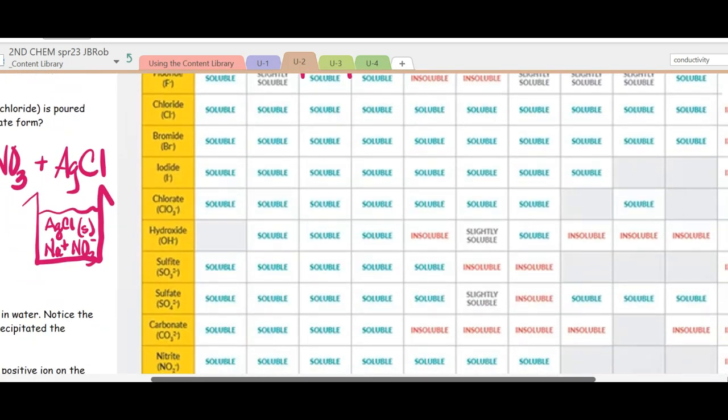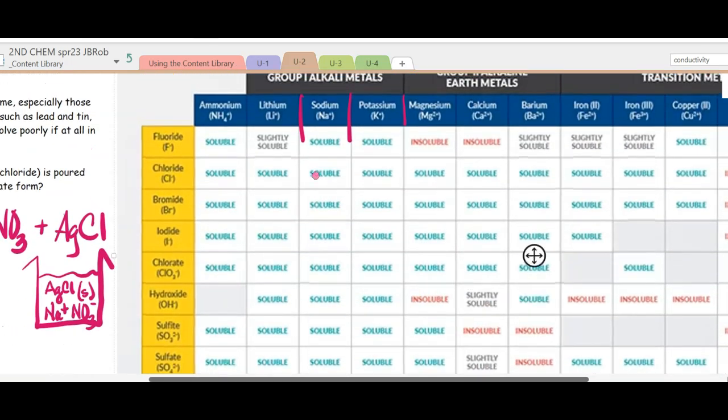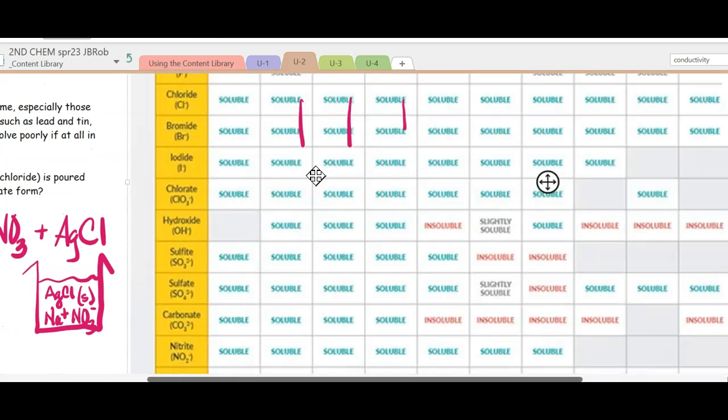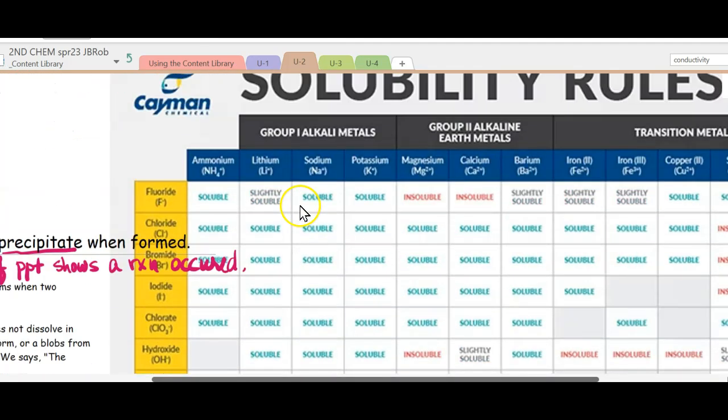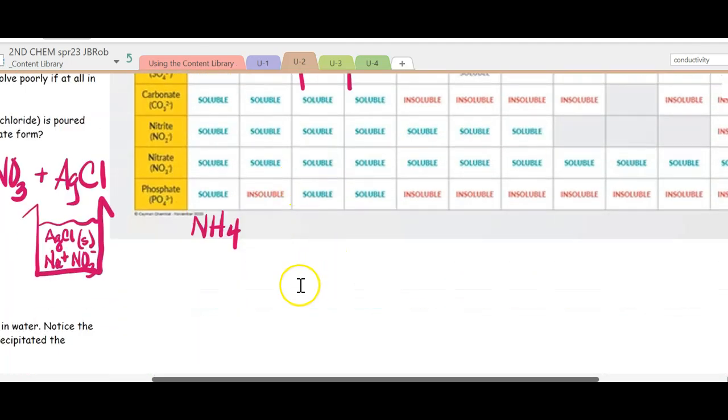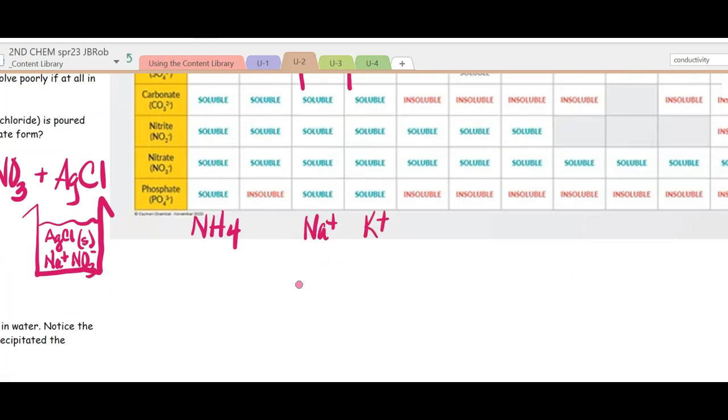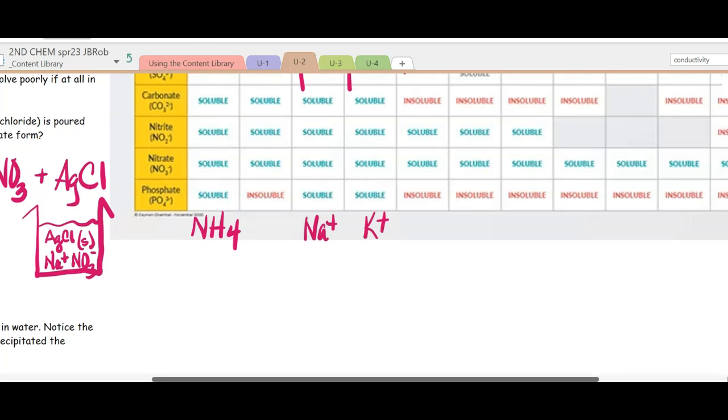Ammonium, NH4, is also very soluble, isn't it? It's mostly soluble, so NH4. All right, now I'm going to have to quit using that because I'm losing my cursor. So this is sodium, and this was potassium. All right, I'll have to remember to use my mouse.